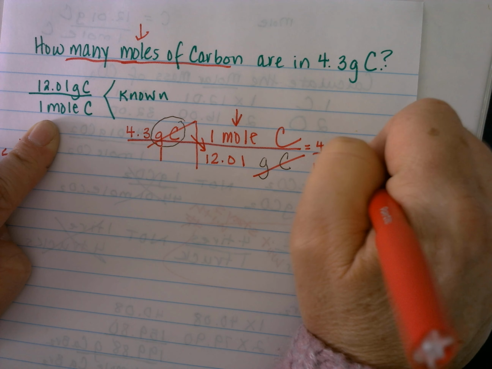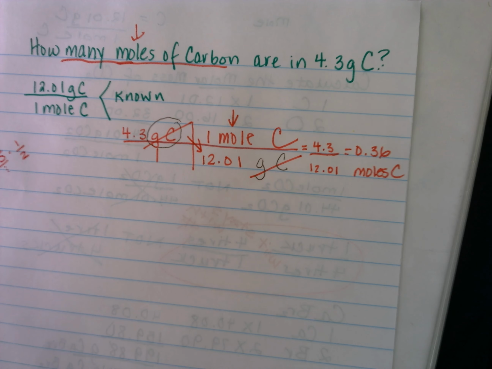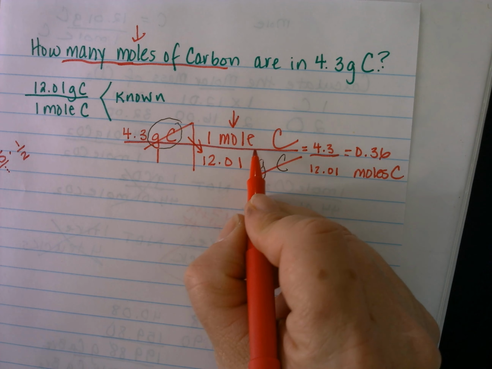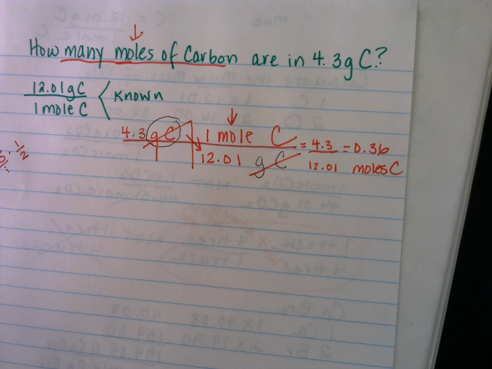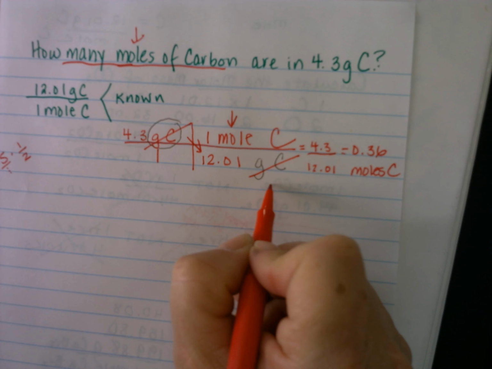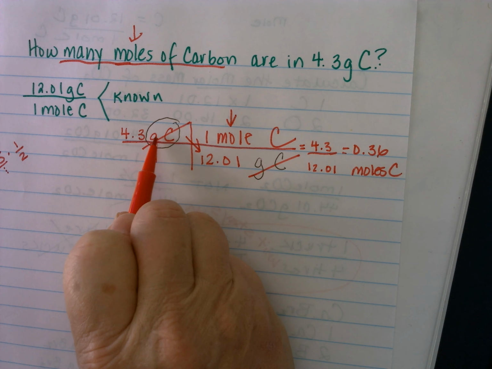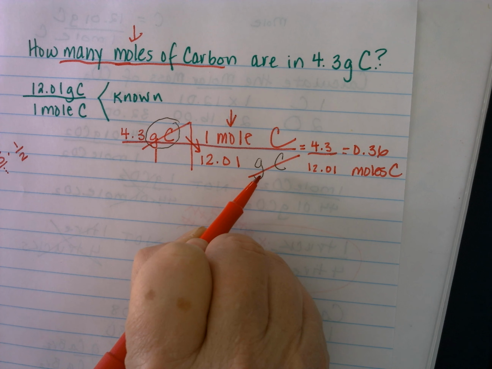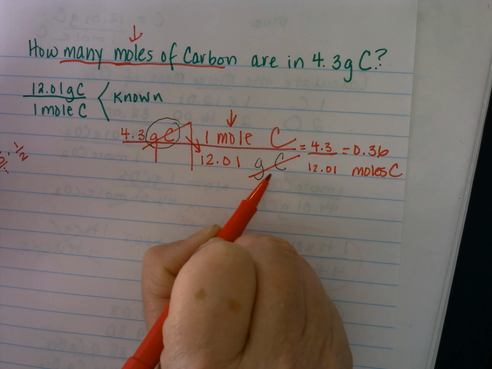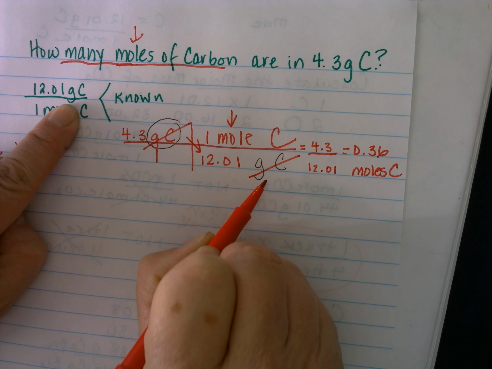0.36 moles of carbon. That's my answer, because I canceled my grams of carbon, so all that's left is moles of carbon. Why did I cancel my grams of carbon? Because they were on the top and the bottom. Why were they on the top and the bottom? Because I started with grams of carbon, and the rule is whatever I start with on top goes to the bottom. Why did I divide by 12.01? Because grams of carbon was here, and I know that grams of carbon, 12.01, so the 12.01 has to stay with the grams.